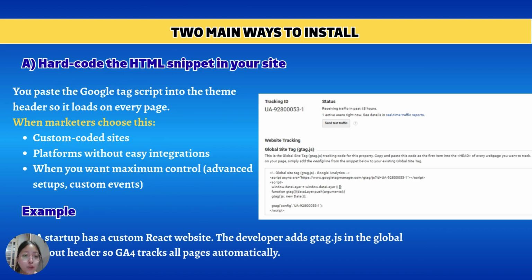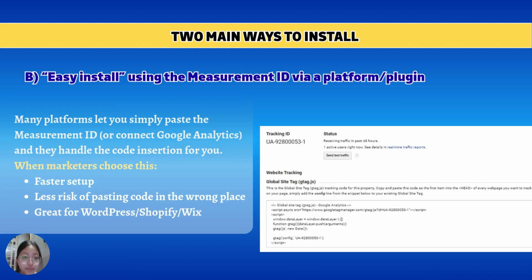There are two main ways to install. The first one is to hard code the HTML snippet in your site. Marketers choose this for custom coded sites, platforms without easy integrations, and when you want maximum control, advanced setups, and custom events. For example, a startup has a custom React website, so the developer adds it in the global layout header, so GA4 tracks all pages automatically.